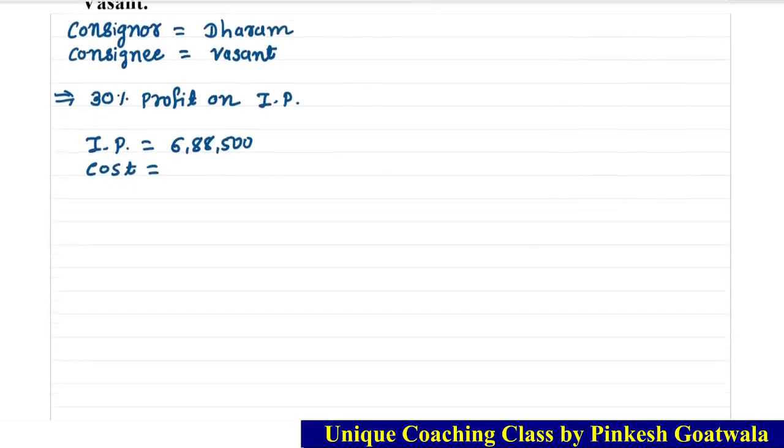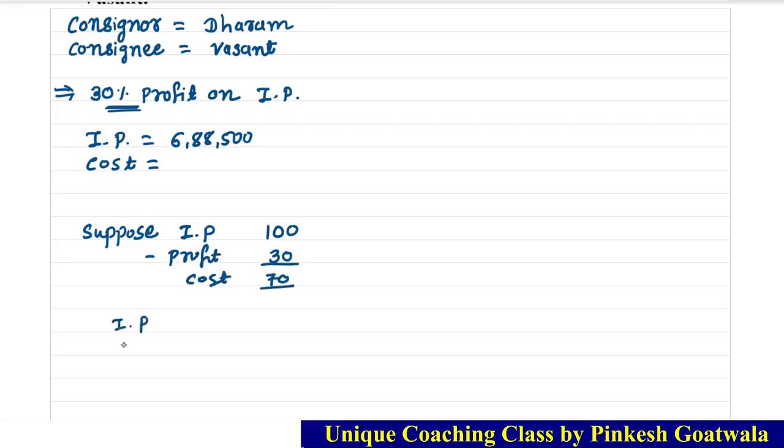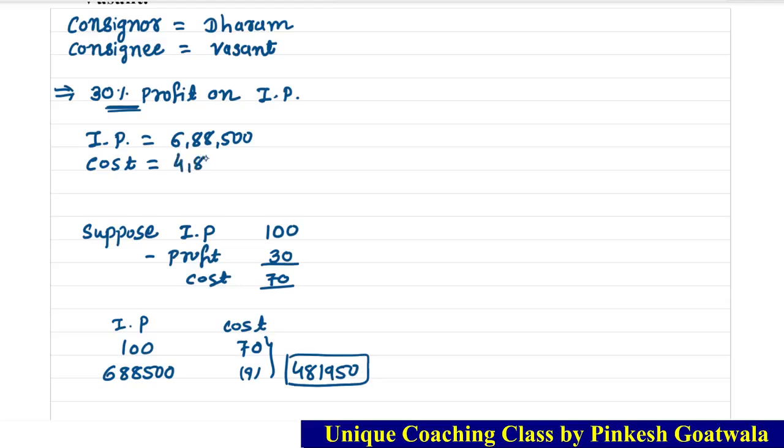So how to find out? The same pattern as we found before. There is a 30% profit on invoice, so here we have to suppose the invoice price is 100 and the profit will be less from this, so 70 will be cost. Now just put this step: if invoice 100 then cost 70, so here invoice 6,88,500, so what will be cost? 6,88,500 into 70 divided by 100, so here we get 4,81,950. It is the value of cost.